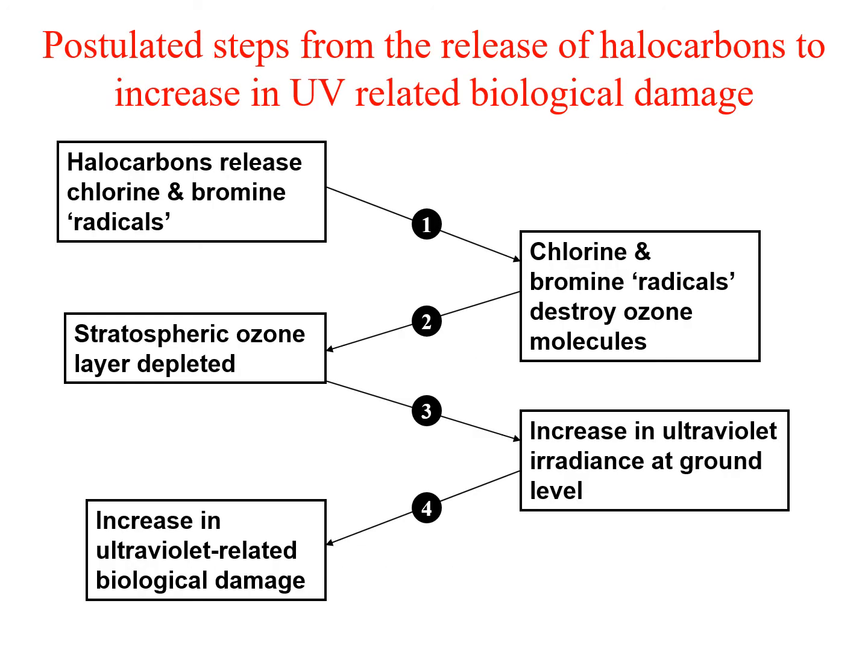Postulated steps from the release of halocarbons to increase in UV related biological damage. Halocarbons release chlorine and bromine radicals. Chlorine and bromine radicals destroy ozone molecules. Then the stratospheric ozone layer is depleted. Then there is an increase in UV radiation at ground level. Then an increase in ultraviolet-related biological damage.